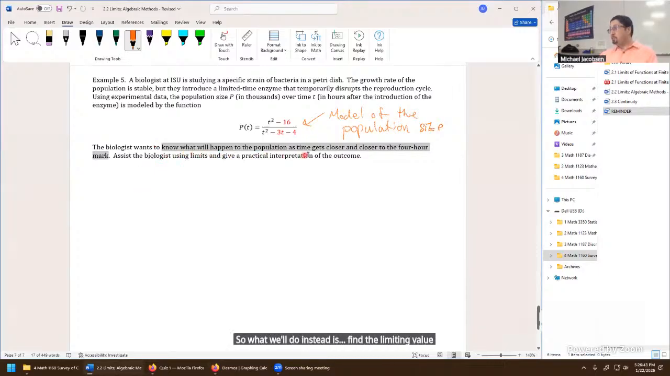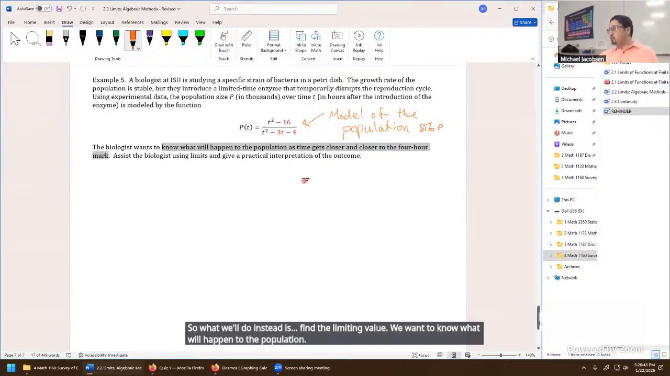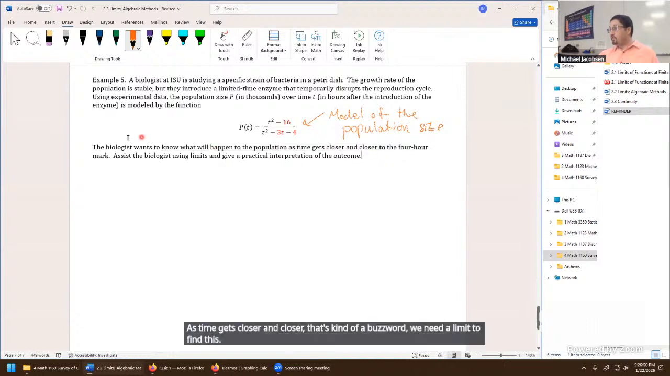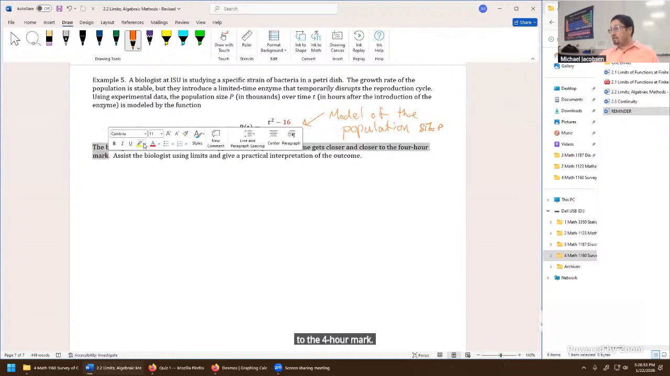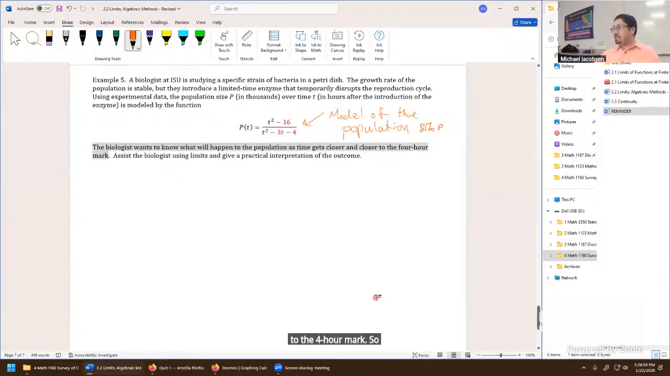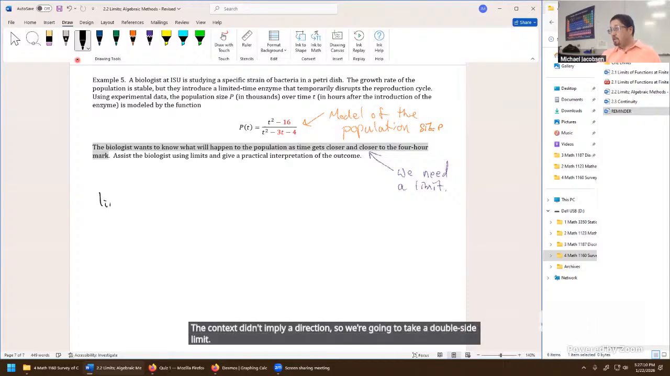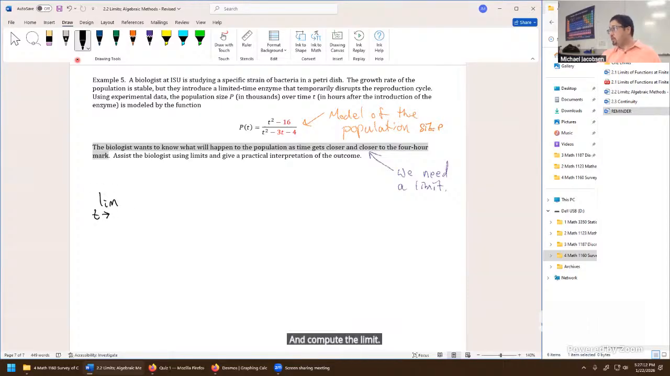We want to know what will happen to the population as time gets closer and closer to the 4-hour mark. That's kind of a buzzword. We need a limit to find this. So let's highlight that and mention from this part right here, we need a limit. The context didn't imply a direction, so we're going to take a two-sided limit and compute the limit as time gets closer and closer to 4 hours of the population function P at t.